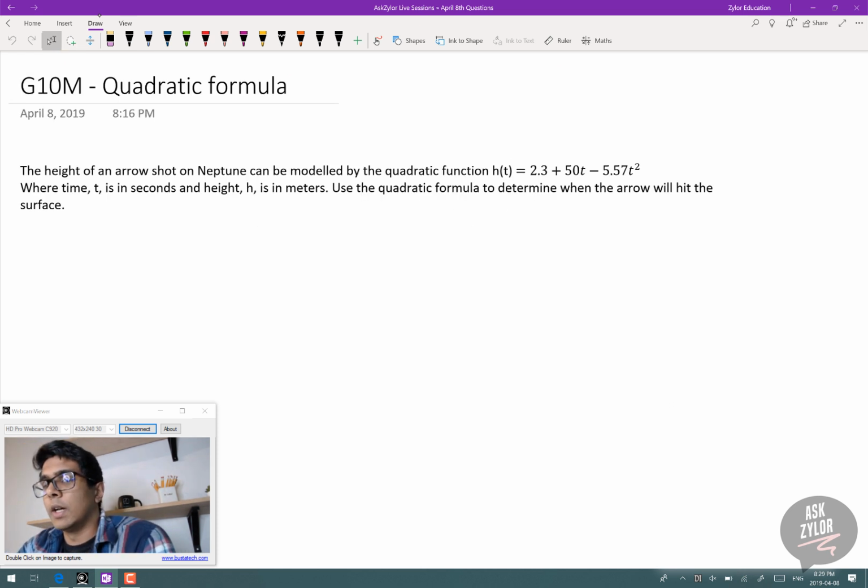So this question is saying the height of an arrow shot on Neptune can be modeled by this quadratic equation. So h is height, t is time in seconds. Use the quadratic formula to determine when the arrow will hit the surface.